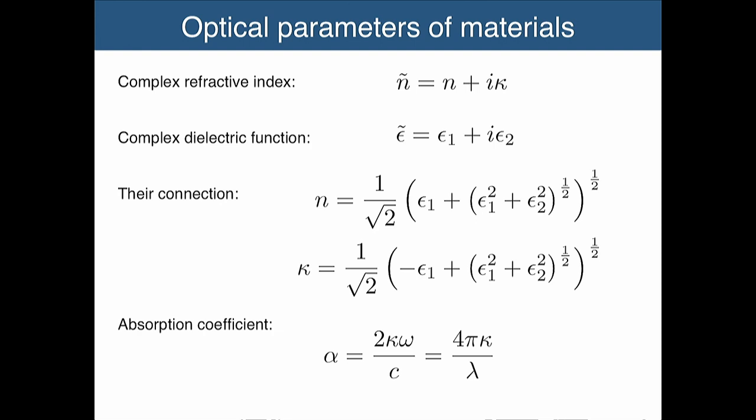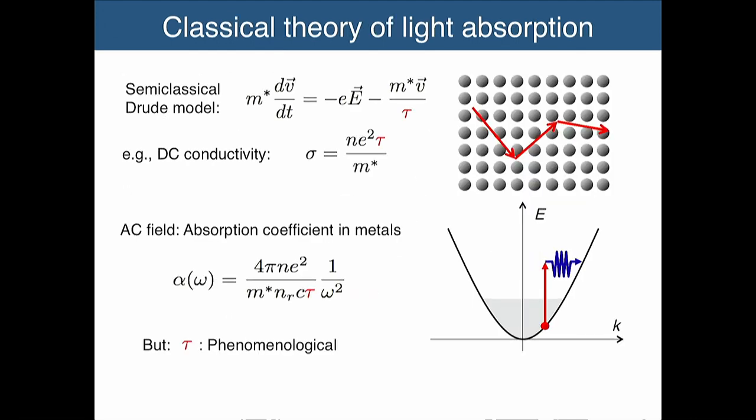And last, if you want to find the absorption coefficient, again, in units of inverse length, it's directly proportional to the kappa, the imaginary part of the refractive index. Okay, so you multiply by omega over c, and then you have this coefficient you can then go and measure experimentally in an optical experiment. Okay, so these are the parameters we'll focus on in our calculations.